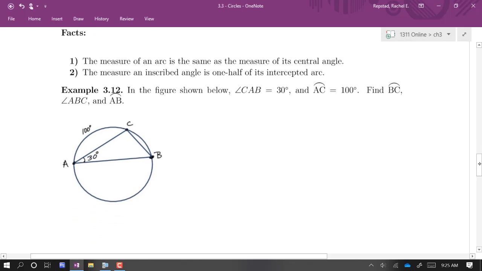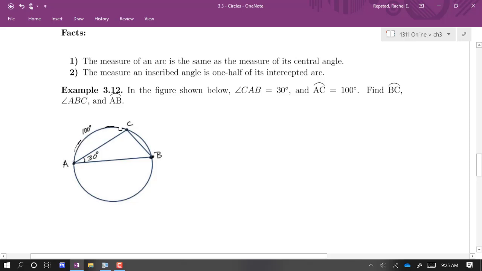So let's get some practice using these values here. They tell us that the measure of angle CAB is 30 degrees and the arc AC is 100 degrees. So that's this measurement here, from A to C. Sometimes there's some confusion about whether an arc, going from A to C, has two ways to get there, two ways around the circle. But since that arc is only 100 degrees, it's got to be this one here, and they did label it, so there's no ambiguity. We want to find the arc BC, the angle ABC, and the arc AB.